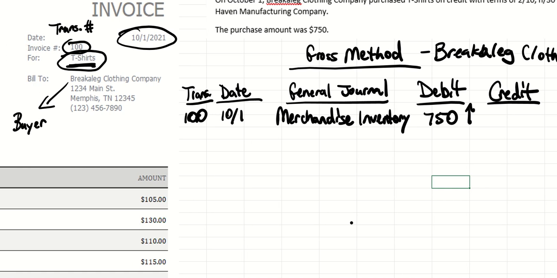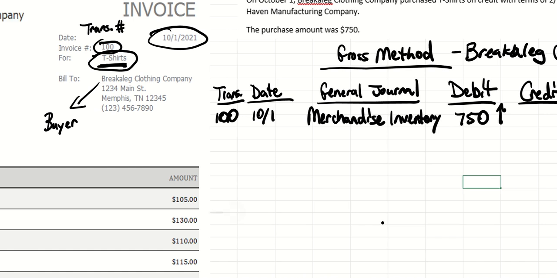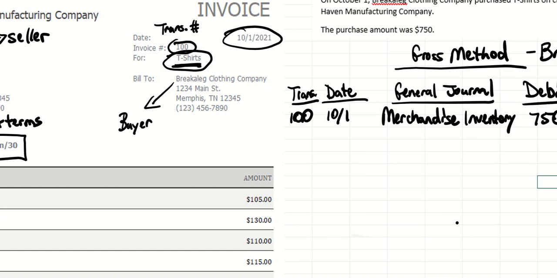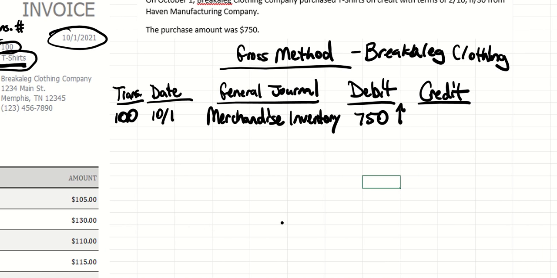Next thing we have to do is answer the question, well, how was this merchandise inventory acquired? Well, on the invoice, we have terms 2/10 net 30, which are credit terms. This tells me that the merchandise was purchased on credit. So since it was purchased on credit, we're going to credit accounts payable for $750. And that's going to also increase the balance in that account since accounts payable is a liability.